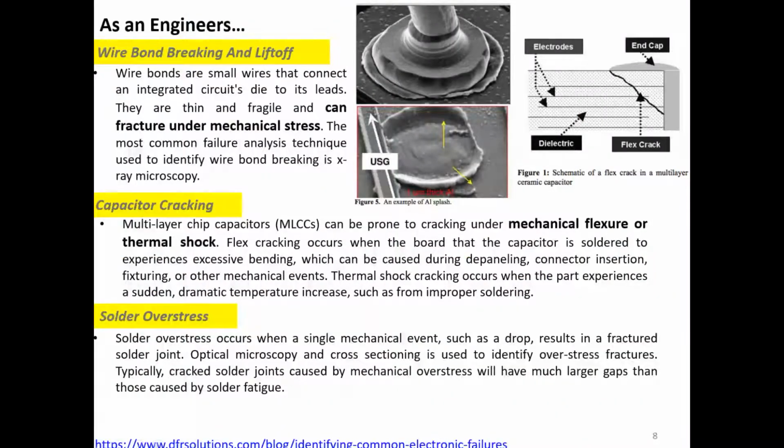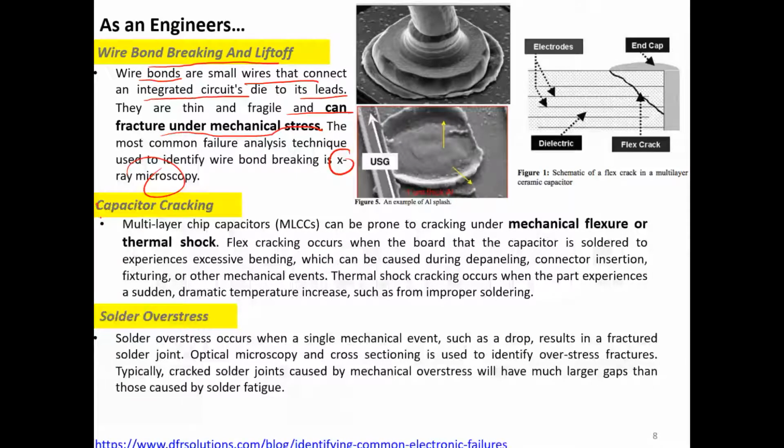Okay, now we go to another example in electric and electronic applications. So here we have wire bond breaking and lift off. Wire bonds are small wires that connect an integrated circuit (IC) die to its lead. They are thin and fragile and can fracture under mechanical stresses. The most common failure analysis technique is identification by X-ray microscope. So this is wire bond breaking.